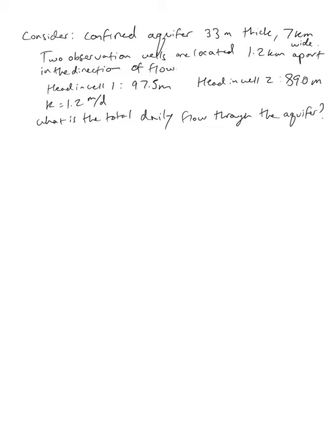And K, the hydraulic conductivity, is 1.2 meters per day. What is the total daily flow through the aquifer? So we're going to write our equation that says Q prime is equal to K B dH dL. We've got 1.2 meters per day times our thickness, 33 meters, times dH dL.